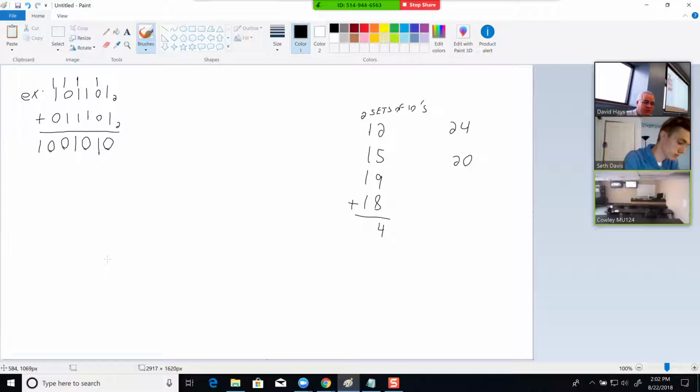Now subtraction. 1, 1, 1, 0, 1, 0. Then we're subtracting 0, 0, 1, 1, 1, 1. This is following along in the book. The example's on page 6. Well, we're going to need to borrow one and then see what happens.